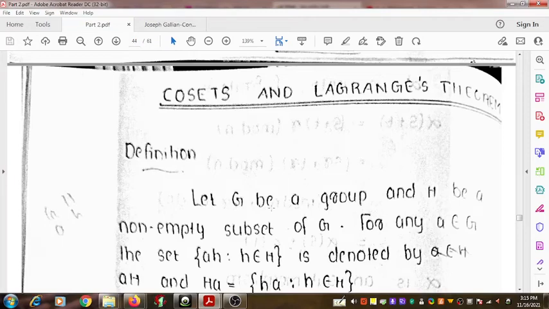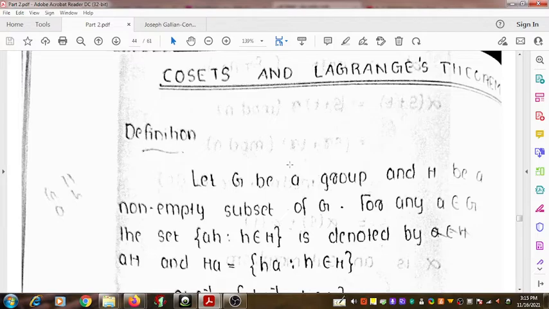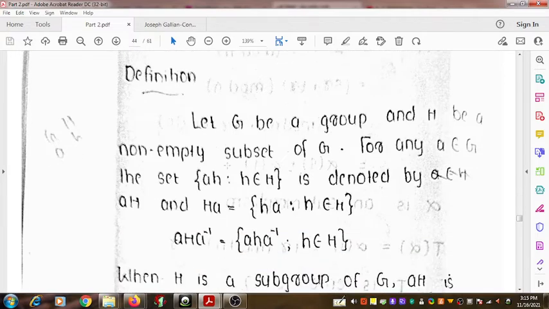In this video, we are going to discuss cosets and Lagrange's theorem. So first, let us see the definition. Let G be a group.